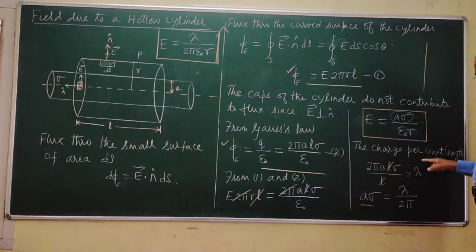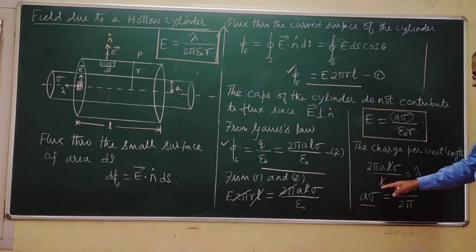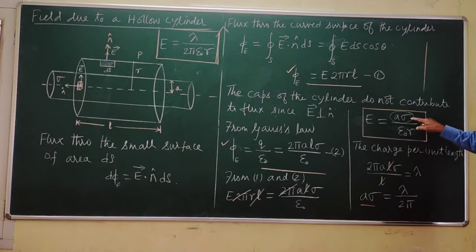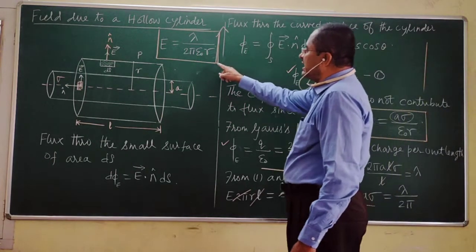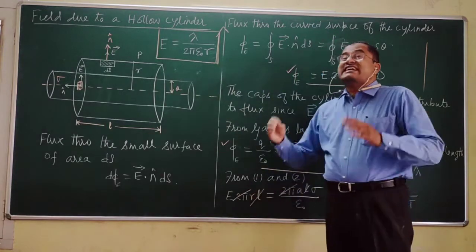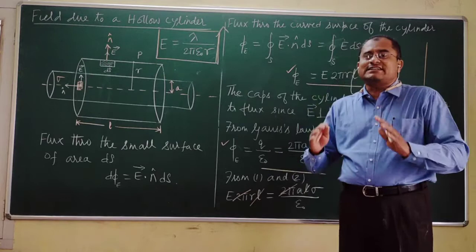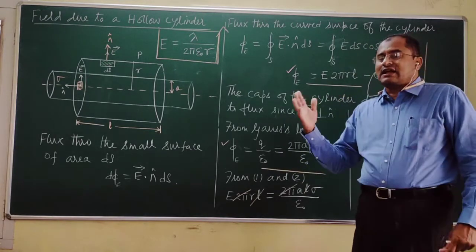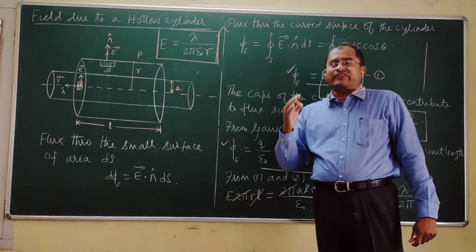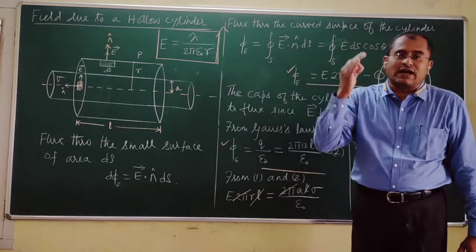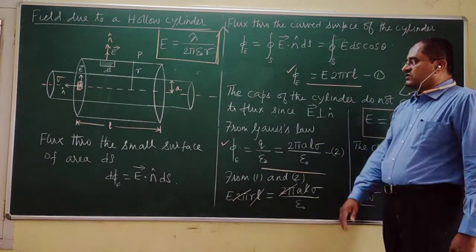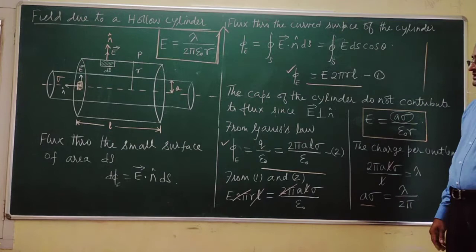I found out the charge per unit length. Charge per unit length is denoted by the letter lambda. Therefore, A sigma is lambda by 2 pi. In the place of A sigma, if I substitute this lambda by 2 pi, I end up with this equation, which resembles exactly the same expression which we have already studied in class 12 for electric field intensity due to a line charge. Is that okay to you, sir?